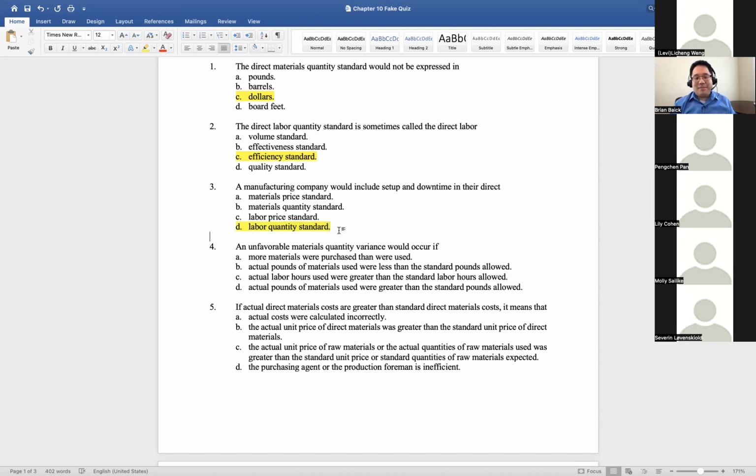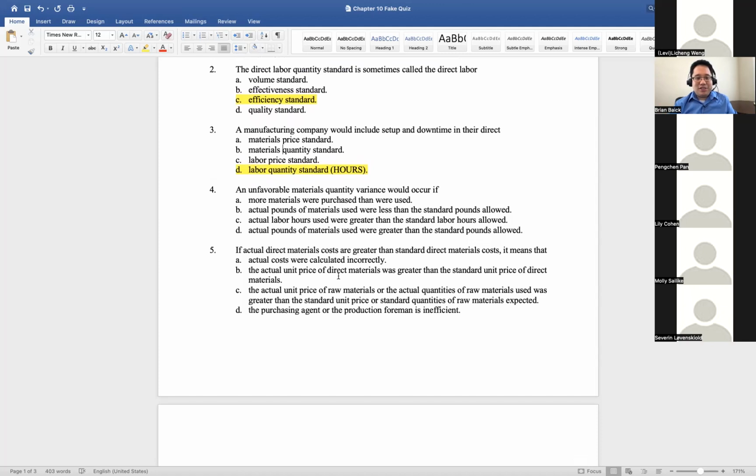Direct labor quantity is about hours, right? So this is about hours of time. The rest doesn't make any sense. Materials quantity doesn't include setup or downtime. That includes flour or sugar or ingredients you use, right? So number 3 is D. Okay, excellent.